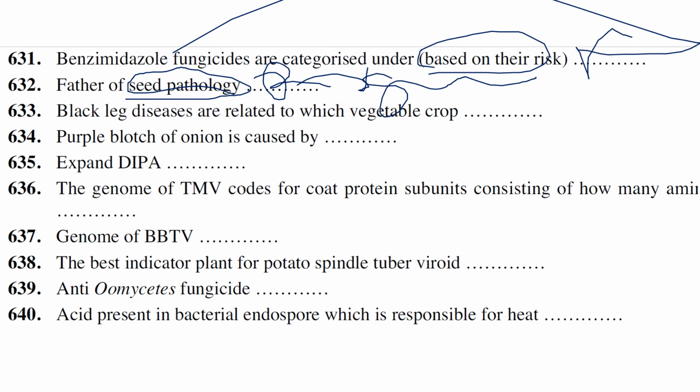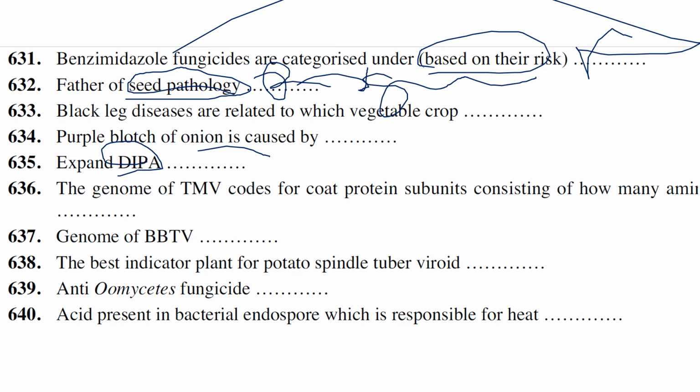Black leg disease is related to which vegetables? Generally, black leg is related to potato and cabbage, right? Purple blotch of onion is caused by Alternaria porri, right? DIP, the Destructive Insects and Pests Act, was enforced in India in 1914. The genome of tobacco mosaic virus codes for coat protein subunits consisting of how many amino acids?